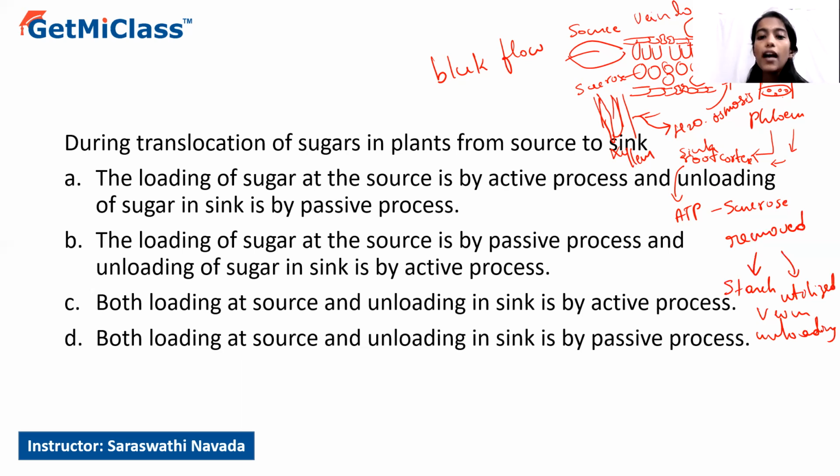Hence, as ATP is involved in both the processes, that is vein loading and unloading, the correct option will be option C. That is, both loading at the source and unloading in the sink will be by the active process because it is using ATP as an energy source. So hence option C will be the correct answer here.